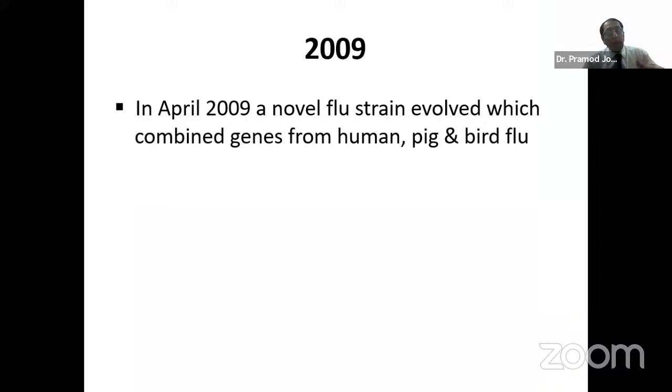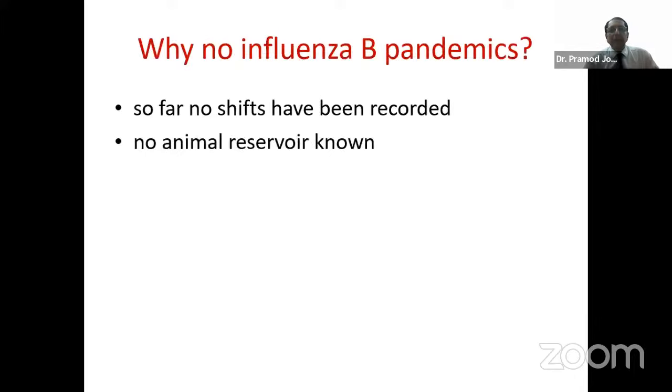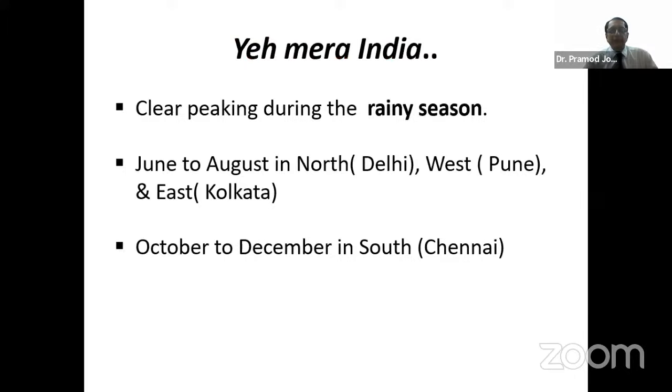Now, what happened in 2009 was a novel flu strain which evolved, which combined the genes from the human beings, the pig, and the bird flu. And likewise, there have been 4 major global pandemics. One was in 1918, another in 1957, one in 1968, and the one in 2009 that we have all witnessed. Okay. Now, as I told you, influenza B pandemics do not occur. And there have been no shifts recorded with influenza B, and there are no animal reservoirs known.